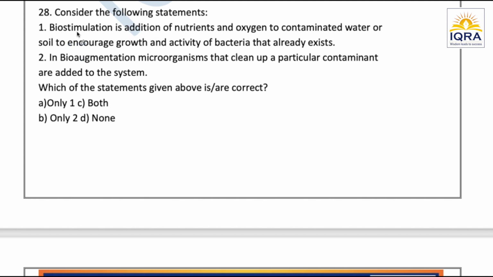Statement number 1, biostimulation is the addition of nutrients and oxygen to contaminated water or soil to encourage growth and activity of a bacteria that already exists. Yes, this is a correct statement as biostimulation involves the modification of the environment to stimulate the existing bacteria that is capable of bioremediation. And what is bioremediation? Bioremediation is basically a part of biotechnology that employs the use of living organisms, जैसे microbes हो गए, bacteria हो गए, है ना, in the removal of contaminants या pollutants या फिर toxins from the soil or the water or other environments, right?